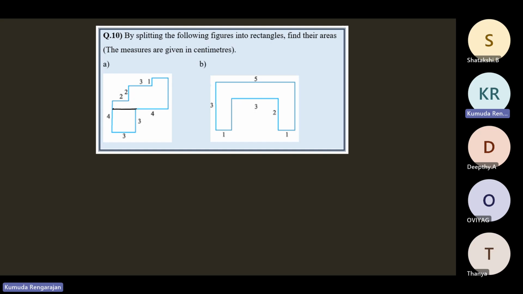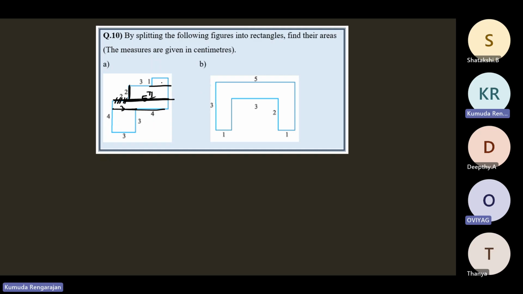See, this is 3. This full thing is 7. But 2 gone here. Subtract 2. So 7 minus 2, 5. 5 will be the length of rectangle 2. And the breadth is already there, 2 centimeters.